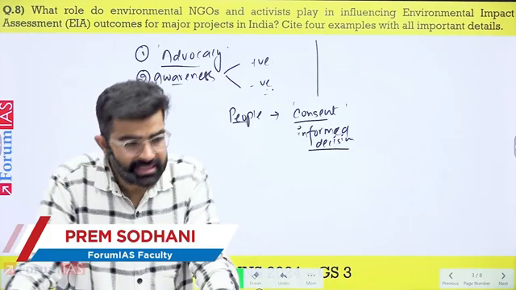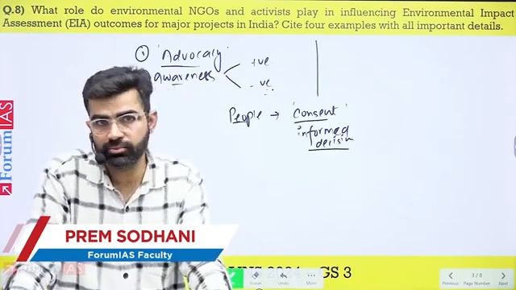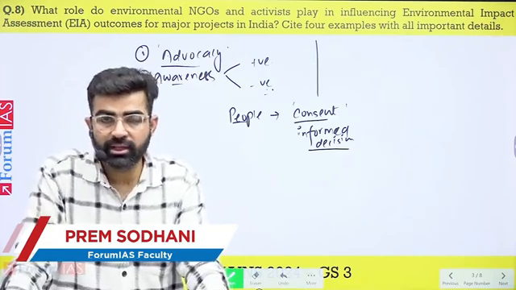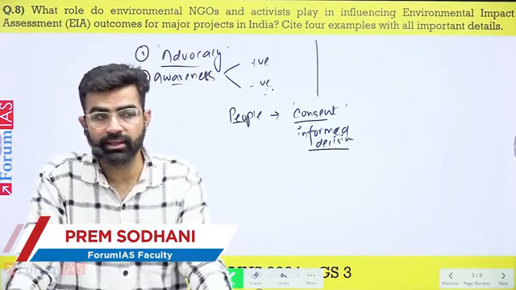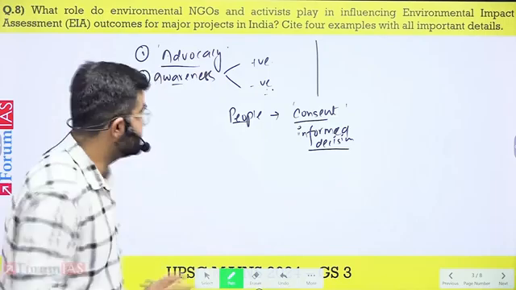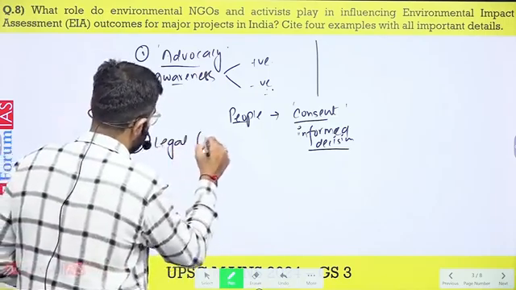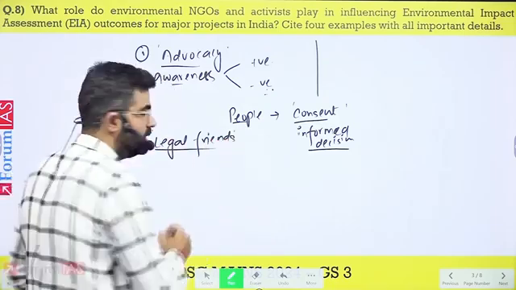And next, let's say the government is now forcing this project to come inside, and the local population is resisting. Then what could be the legal solutions? These legal solutions are provided with the help of the NGO. So this is how they play the role of legal friends. They are going to be legal friends of the local people, so they can go through legal mechanisms.